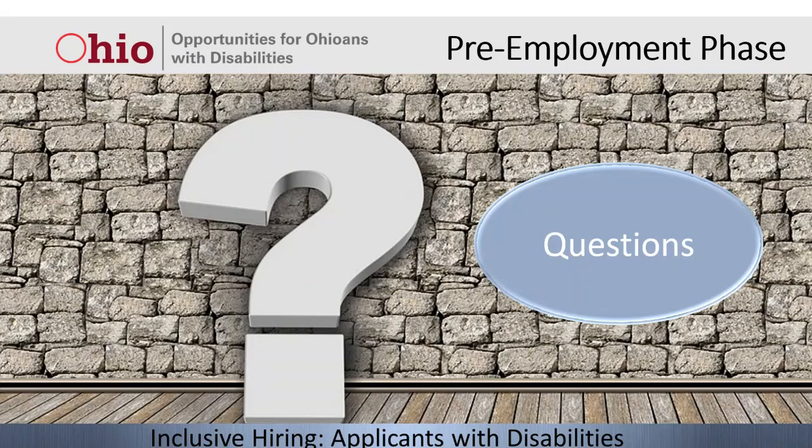Hi, Julie. Hi, Kelly. We do have several questions. The first question, for physical requirements, I've seen something along the lines of 20/40 vision in each eye with or without correction is required. Is there a better way to make this more inclusive?